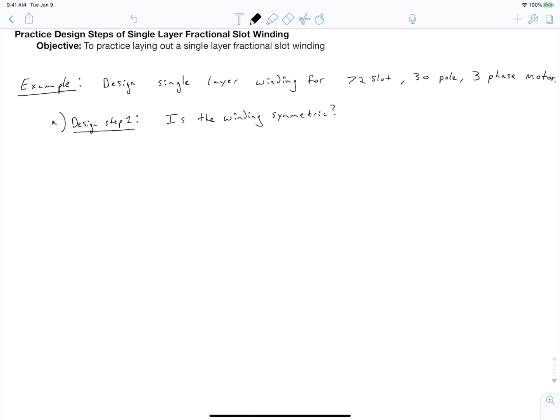So the example problem is for us to design a single layer winding for a 72 slot, 30 pole, 3-phase motor. And the very first question of the example is to complete design step 1. And design step 1 of our design process is to determine if the winding is symmetric. So please go ahead and practice this on your own. See if the winding is symmetric or not, and then press play when you are ready to watch me do it.